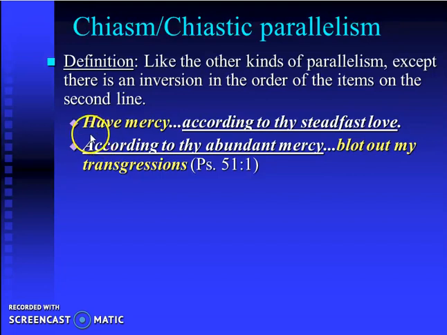Now, in the first line of poetry, you say, have mercy. What you mean by that is blot out my transgressions. And both have that prepositional phrase, according to thy steadfast love, according to thy abundant mercy. But notice that the order is different. You have A, B in the first line, but then B prime, A prime in the second line. So the same ideas, so it's like synonymous parallelism, but in the second line of poetry, the ideas shift order.